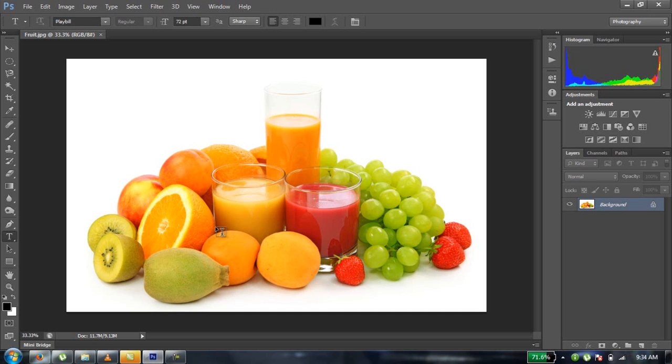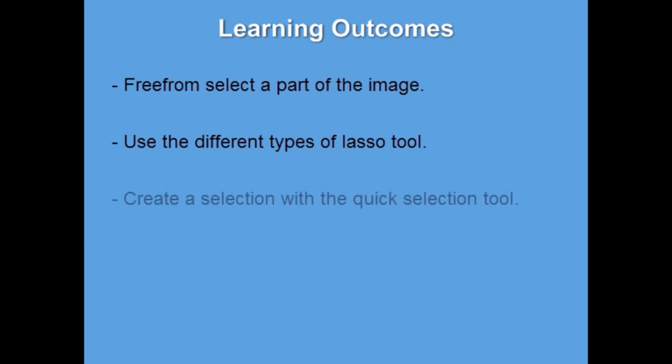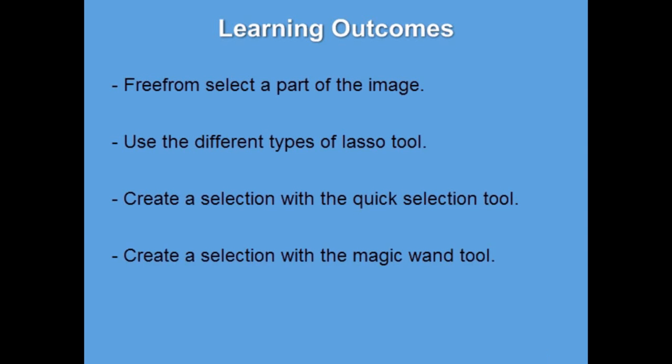Welcome to Adobe Photoshop CS6, Lasso tool and quick selection tools. After completing this unit, you will be able to freeform select a part of an image, use the different types of lasso tool, create a selection with a quick selection tool, and create a selection with the magic wand tool.